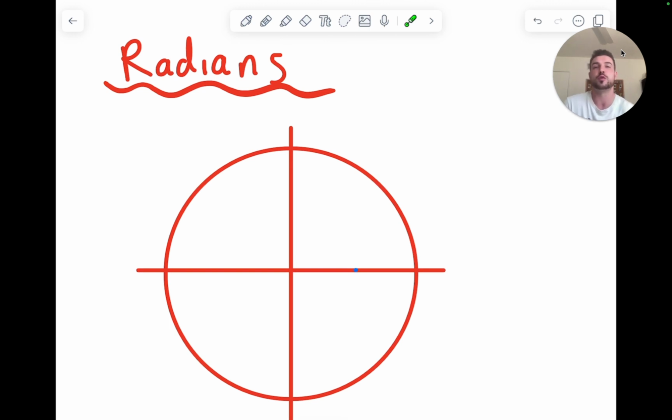Radians are a different unit to measure the angle of a circle, or the angle in general. The way I think about it is like inches and centimeters measure the same thing, but they're different units. So are radians and degrees. They measure the exact same thing. So this is our unit circle.